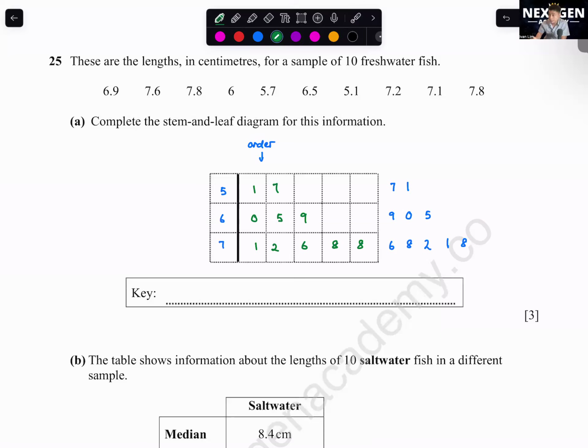Okay, what is the key over here? The key is you need to explain what these values represent. So you write like that: 5 | 1 means 5.1 cm. Okay, you just write this statement.